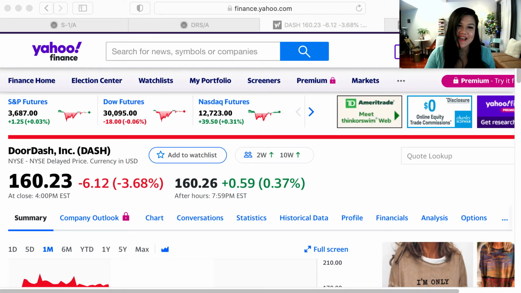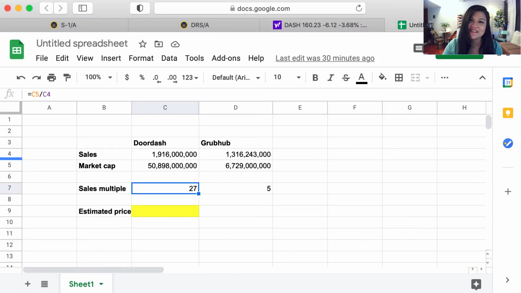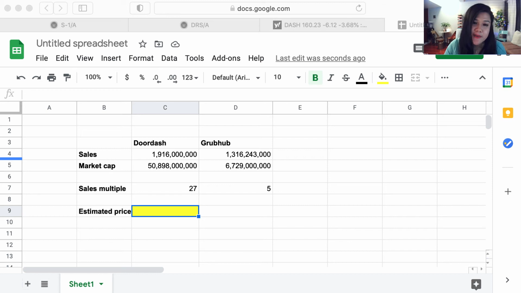Alright, so let's see how DoorDash is doing today on Yahoo Finance. It looks like the company is currently trading at $160.23 per share, giving it a market cap, if my computer would load, of $50 billion. Alright, so in order to estimate the price of DoorDash, I'm going to use Grubhub, its peer company, and use the sales multiple as a proxy to estimate the price of DoorDash. I basically made the assumption that DoorDash and Grubhub are essentially the same company, so if you feel differently, then I don't know what to say.